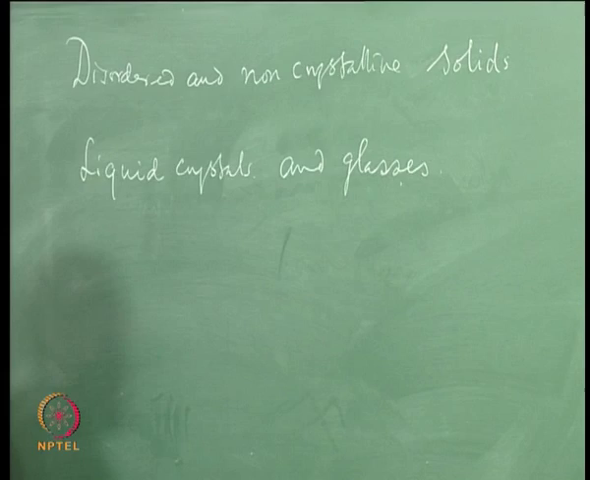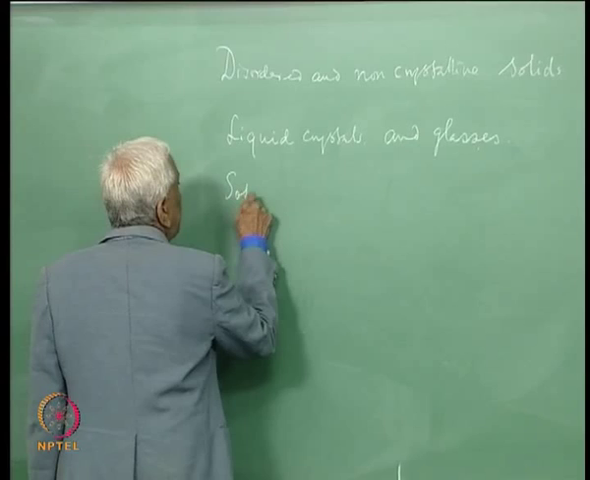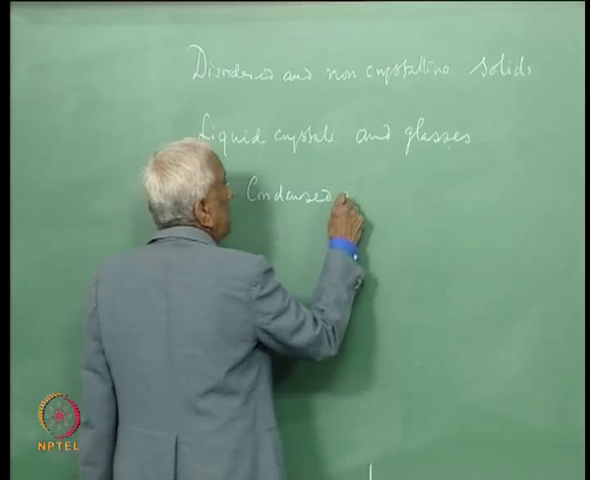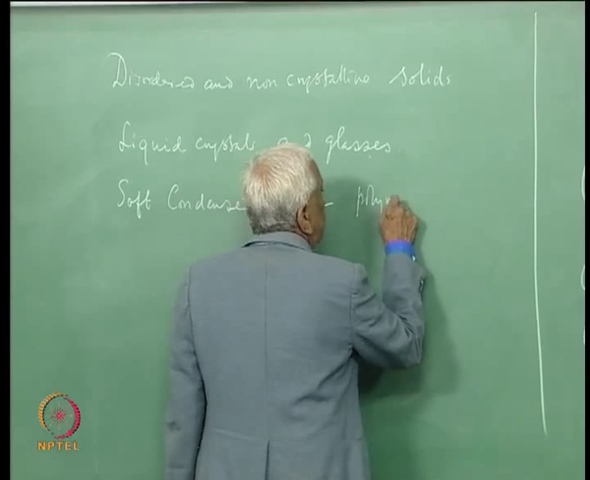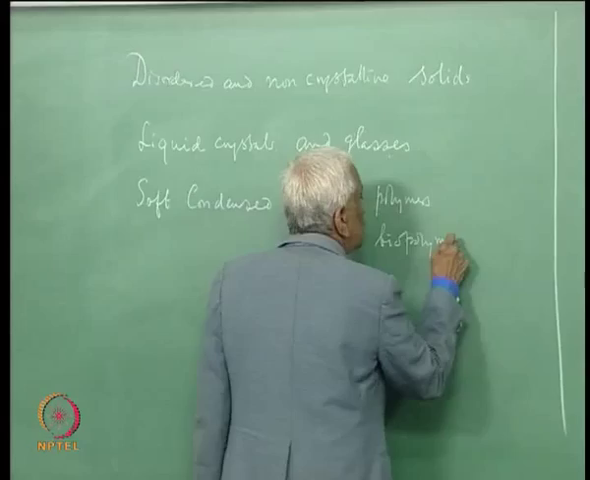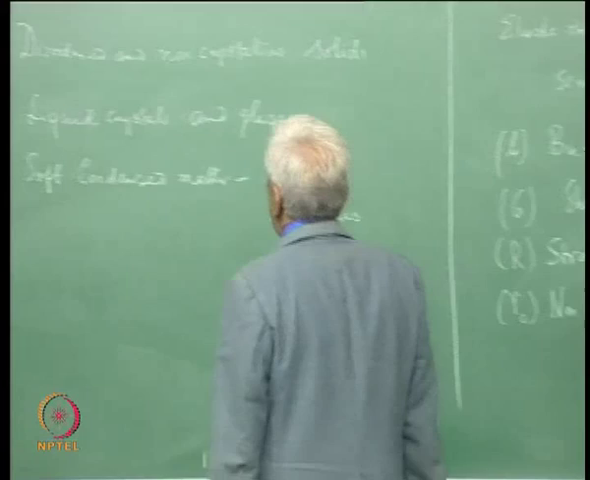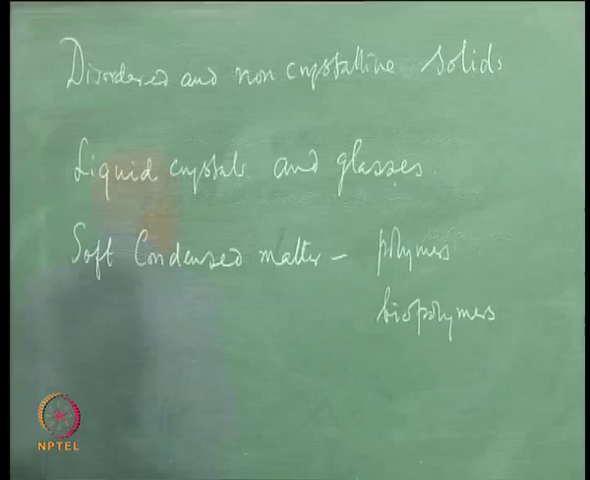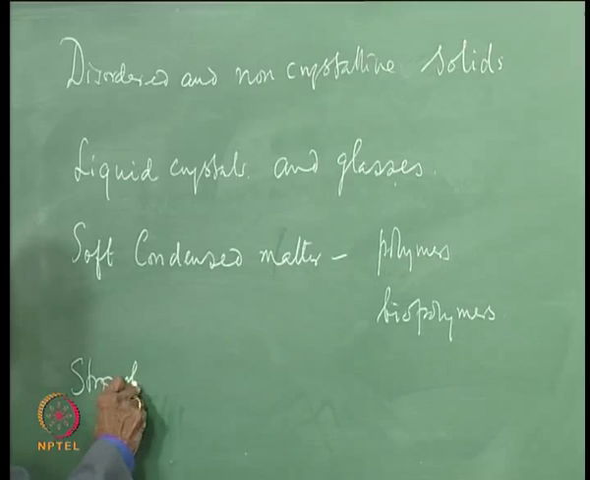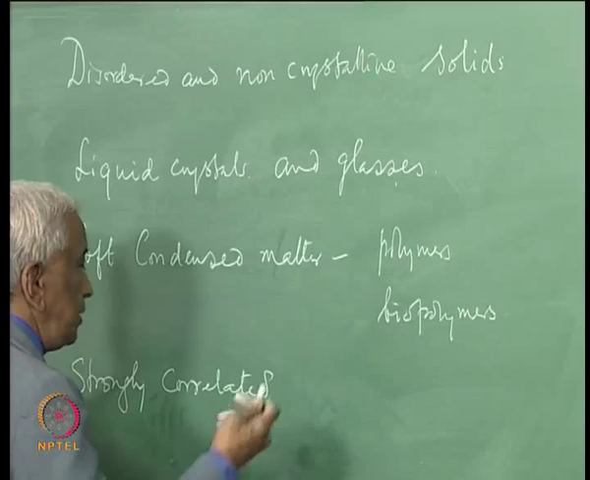Then you have the area of soft condensed matter: polymers, biopolymers, in general viscoelastic materials, and so on. Then we have not discussed electron correlation, strongly correlated electron systems. We mentioned that high Tc superconductors are strongly correlated electron systems.